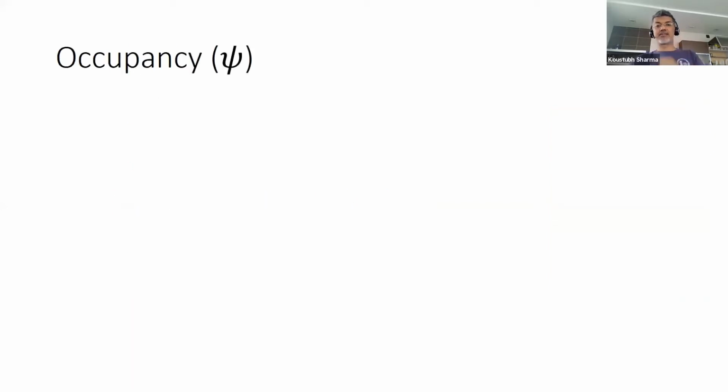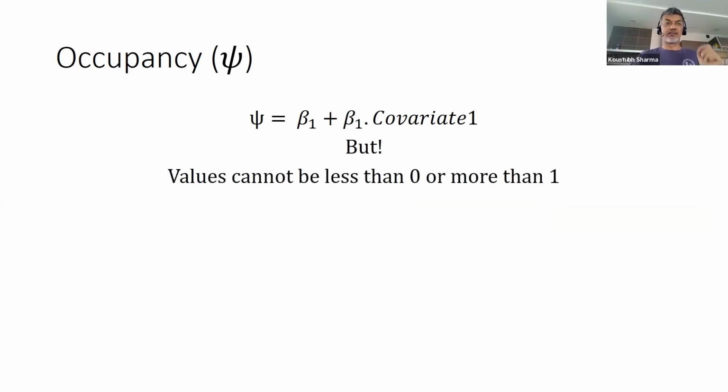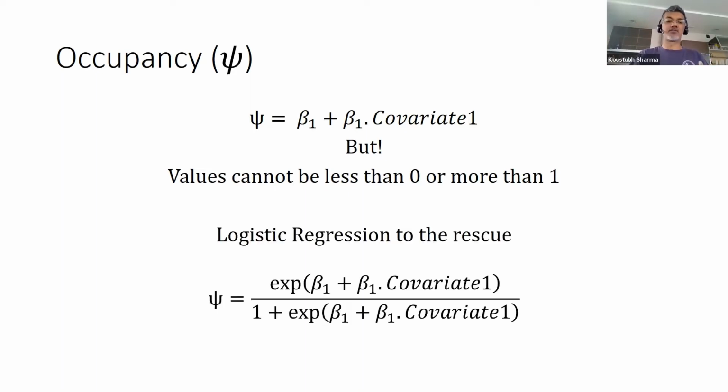Now, the key here is, with occupancy, there's another problem. Yes, we can use a straight line, but then it will be from -infinity to +infinity. And occupancy, because it's probability, cannot be less than 0, and at the same time, it cannot be more than 1. You can either have an occupancy of 1, which is 100% probability of a species living in a certain area or using a particular landscape, or 0 probability of using. You can't have minus probability, and you cannot have more than 1 probability of using a particular habitat. That is where we have another mathematical function, called logistic regression.